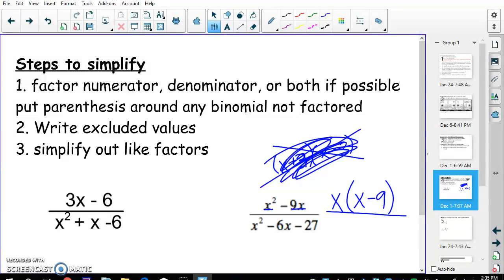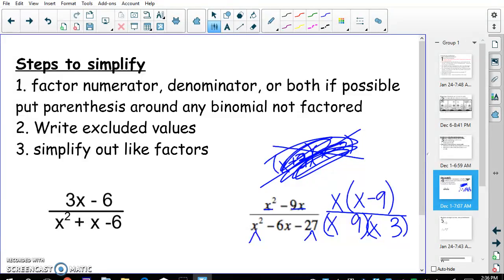Then I look at the bottom. Do you see how there's three pieces? I've got an x squared and a constant at the end. So that is going to go into two separate parentheses, so a binomial times a binomial. So what gives you x squared? That would be x and x. What gives you 27 multiplies to negative 27, but adds to give you negative 6. I'm thinking 9 and 3.